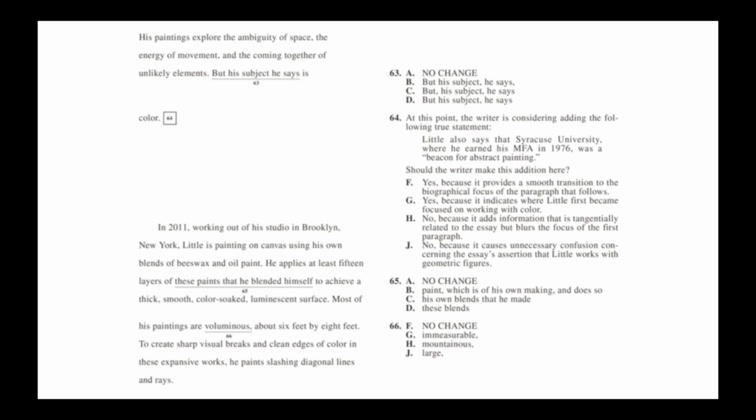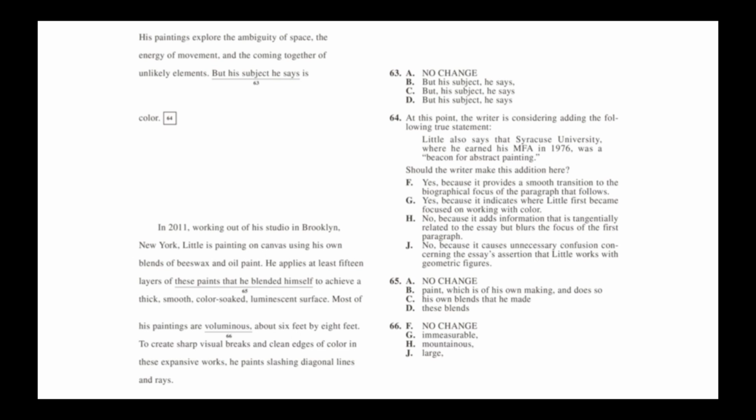On to question 63. His paintings explore the ambiguity of space, the energy of movement, and the coming together of unlikely elements. But his subject, he says, is color. If you read "but his subject, he says, is color," in its current state, it sounds like it's drawn out too much because there are commas missing. So question 63 is asking us to work with commas.